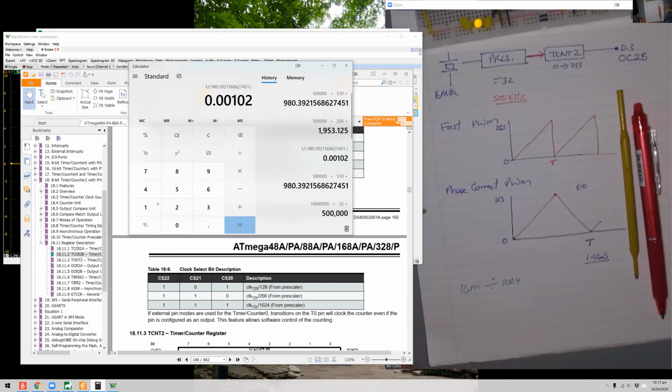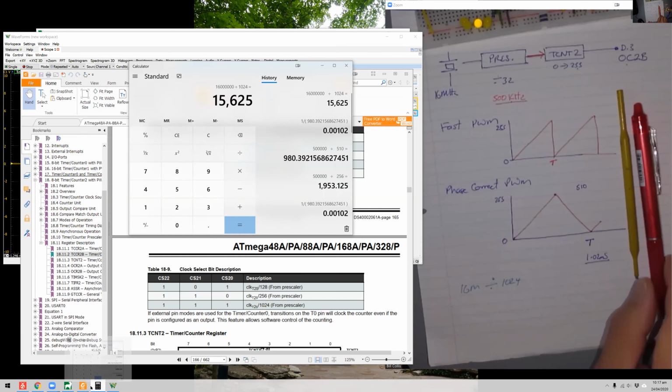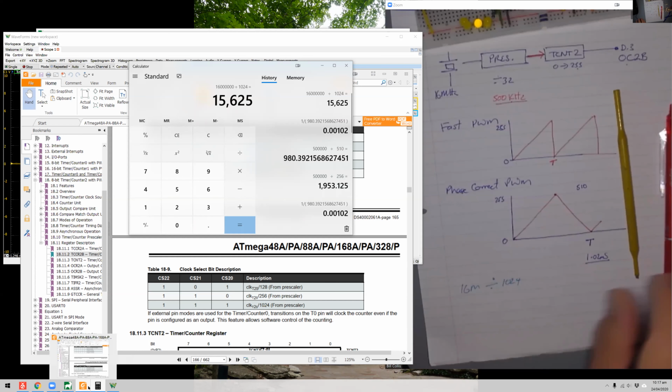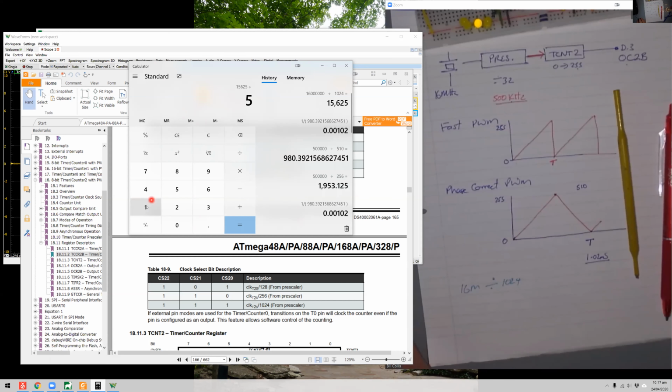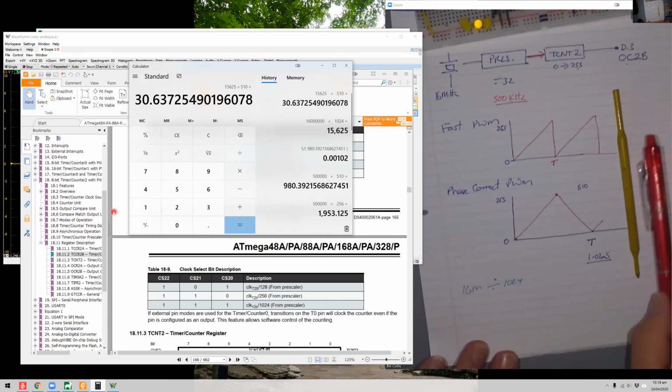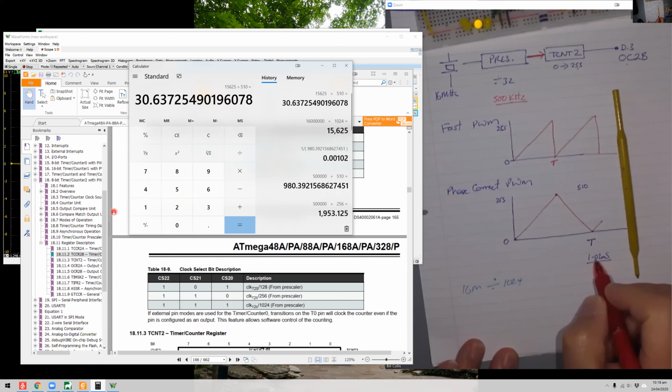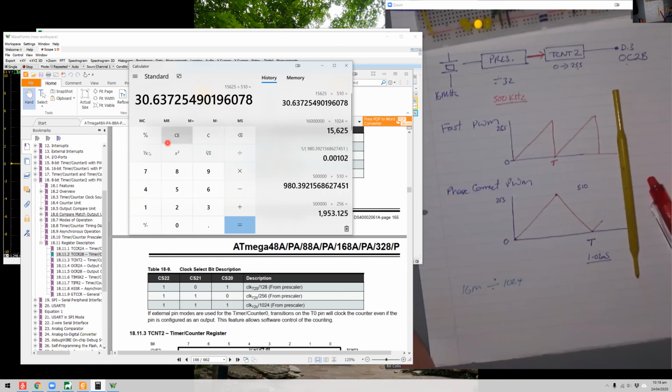Just model this first: 16 megs divided by 1024, so 15 kilohertz. Now again, I'm going to count up to 510, so I divide that by 510, and that will give me a frequency of about 30 hertz. So this will no longer be 1 millisecond, the inverse of that. It will go down to about 0.032, or 32 milliseconds, 33 milliseconds.